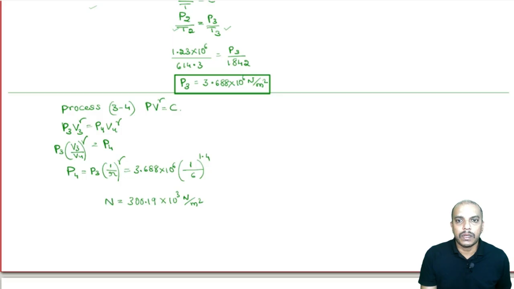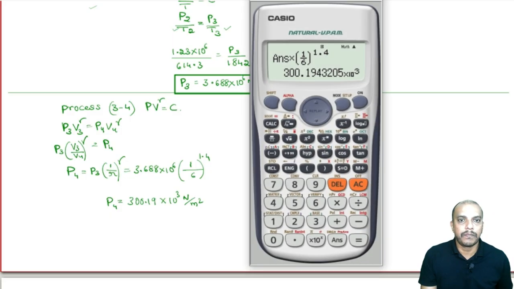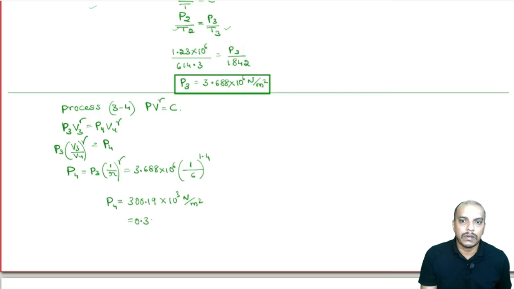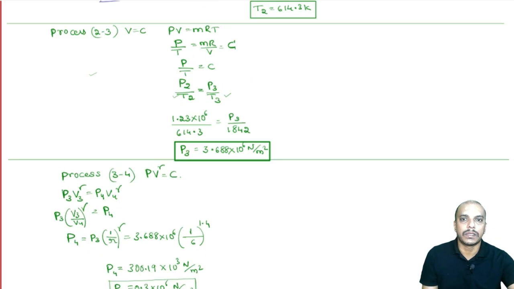If you want to keep it in terms of 10 power 6, we can divide this by 10 power 6, and we get about 0.3 into 10 power 6 Newton per meter square. If you want to have a clear comparison, we write everything in megapascal. So 0.3 into 10 power 6 Newton per meter square.